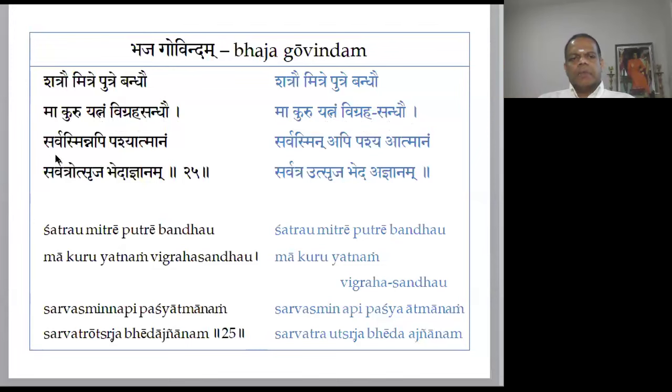In the next line, sarvasminnapi, when split, is sarvasmin and api. As you can see, in some sandhis some of the letters get duplicated. The n gets duplicated, and that extra n joins the a and becomes na. It's a bit of a complicated sandhi. This is called dvitva, which means duplication; it becomes two. That's how you get an extra n, and that extra n plus a becomes na, so you get sarvasminnapi. But when you split it, it is sarvasmin with one n, and api. That's a sandhi.